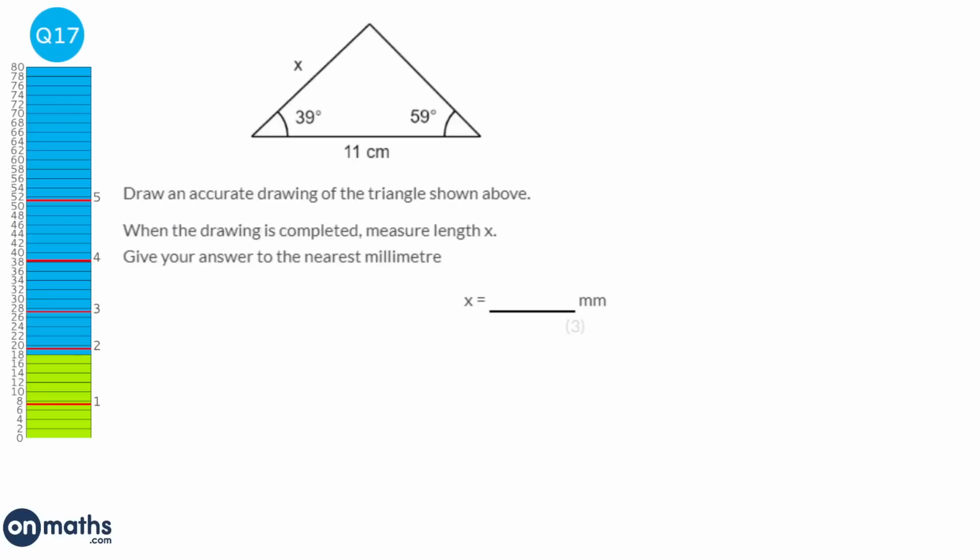So to do this question, you just need a piece of paper, a ruler and a protractor. And the first thing we do is we draw the 11 centimetre line.